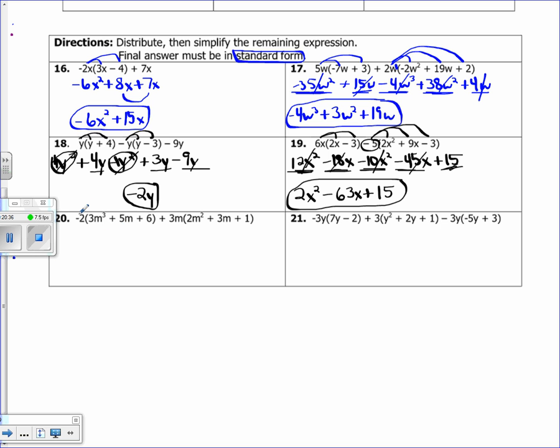Okay, again, distribute. So it's negative 6m cubed. Multiply by negative, so it's negative 10m minus 12. So the next one's going to be positive 6. 3 times 2 is 6. The m becomes m to the third. 3 times 3 on this next one is going to be 9. m times m is m to the second. 3m times 1 then is just 3m.